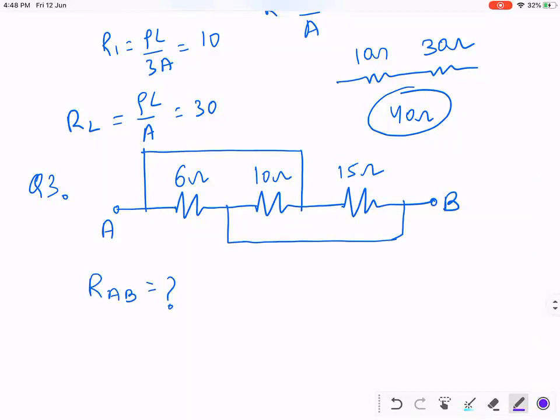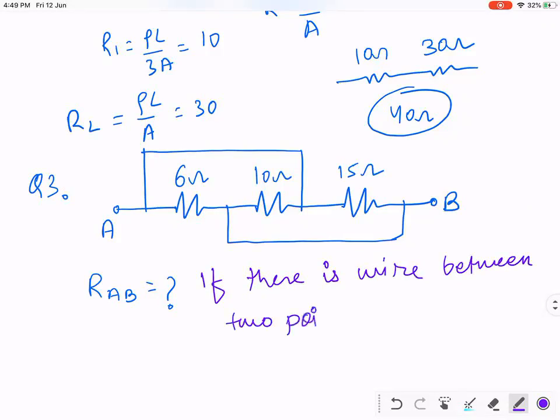Remember this note, bacho. If there is a wire between 2 points, those points must be the same. Approximately 29 ohms. Wrong. Those points must be the same.